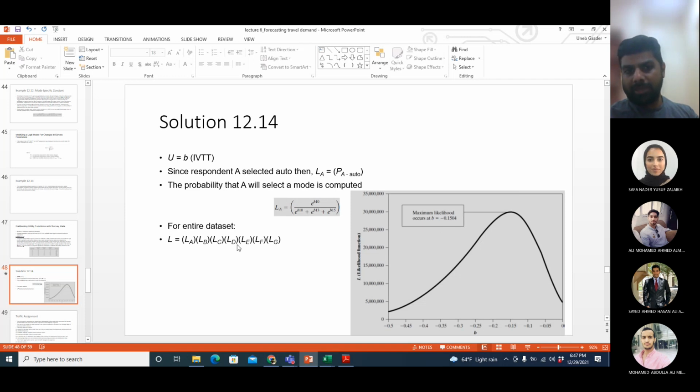So in this equation, you will put the likelihoods of all the respondents, and then you will try different values of B, and the value of B where it goes to maximum, you will take as the final value.